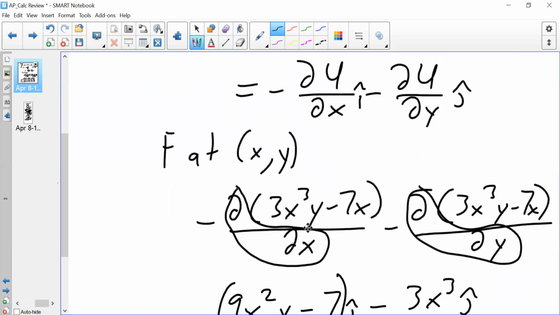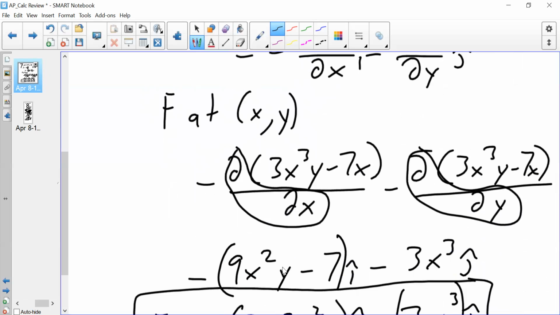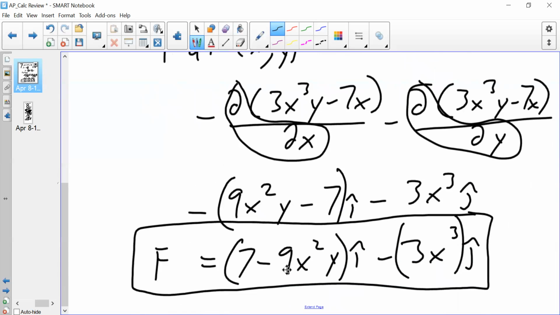In the x case, we have 9x squared y, holding y fixed because there's no derivative with respect to y, and minus 7. And then with respect to y, we get 3x cubed, because the y just becomes 1, and there's no y in the other term, so that just goes away. So we come out to 7 minus 9x squared y in the x direction, the i hat part of the unit vector, minus 3x cubed j hat. And that's our force function.